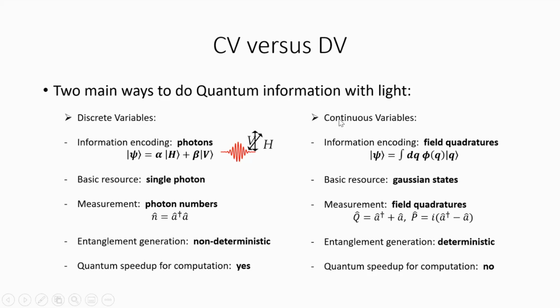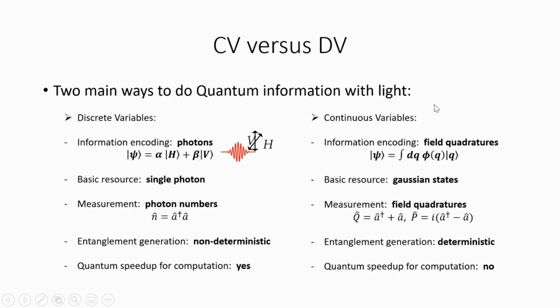Now, continuous variable is a bit different because you now encode information not into a discrete set of numbers like alpha and beta, but a continuous set. And so the information you encode is in what we call the quadratures. I'll explain a bit later what exactly a quadrature is, but that's the main difference. And so the resources are different. In discrete variable, you mainly use single photons, and in continuous variable, the basic resources are Gaussian states.